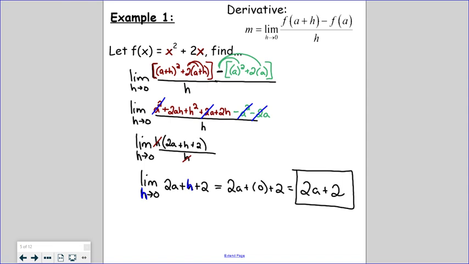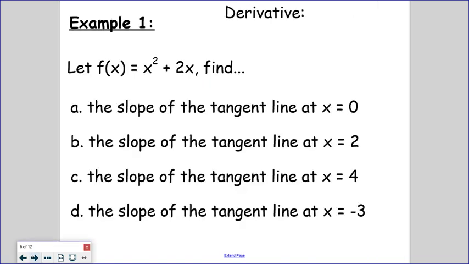Okay? Your generic derivative, and this is not a rule, but most often is still going to have a variable in it. Okay? And so now what I can do is I can take that generic derivative back to our question, which was this. Find the slope at 0, 2, 4, and negative 3, and use that generic derivative to do that specifically at each of those x values. So the generic derivative we got to was 2a plus 2. Okay, so that's our derivative.